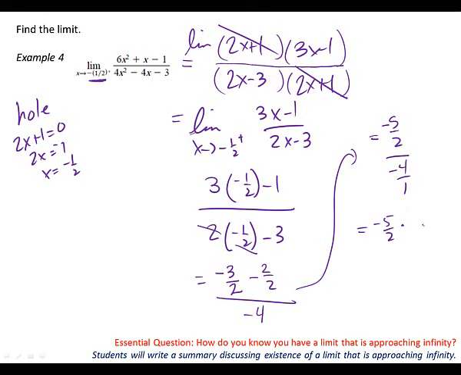All right, I need to flip and multiply this one. We're almost done. This is the last little bit. -5/2 times -1/4 would be 5 over what? 8. So the limit is 5/8 on this one.